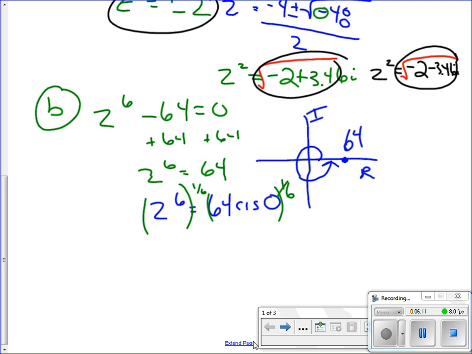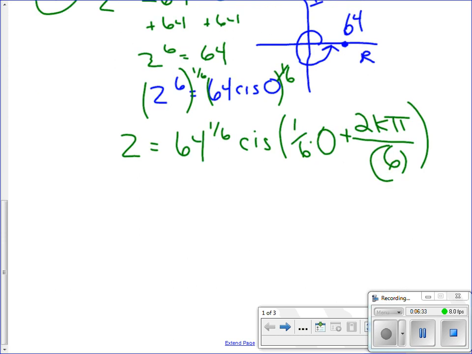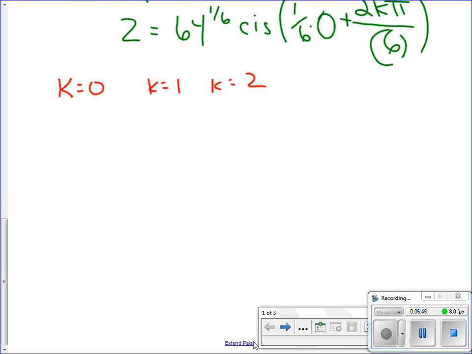So I'm going to apply the nth root theorem here, and I'm going to get 64 to the 1/6 power, cis 1/6 times 0 plus 2k pi over 6, because the root is 6. That's why that's a 6 right there. And so notice that I have the k there, so I have to do this a couple times. Because I'm going to the 6th power, I have 6 answers. So I'm going to start with k is 0, 1, 2, and then I will also have 3, 4, 5. Remember, you stop at 1 less than n.